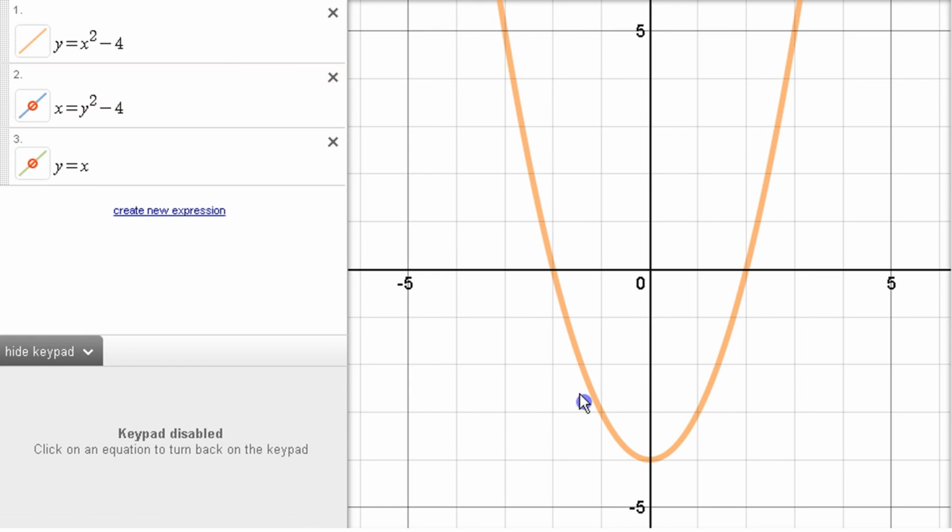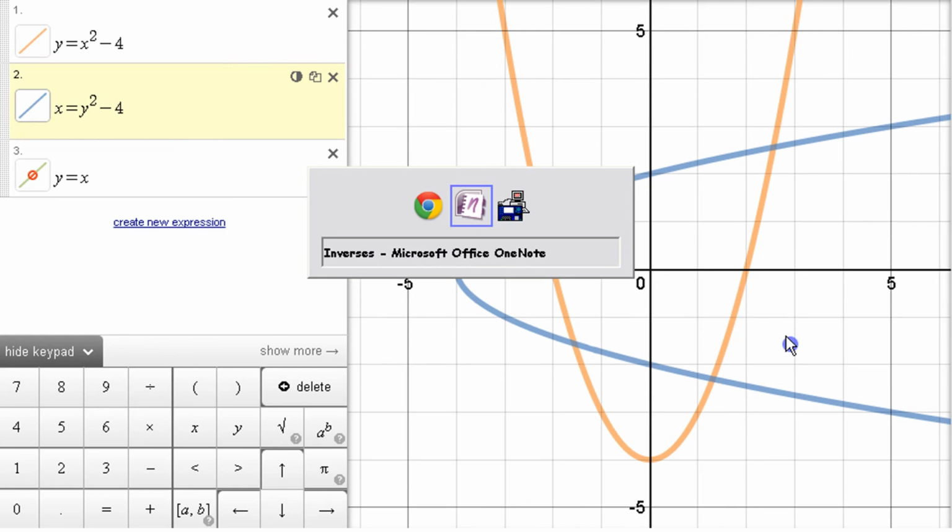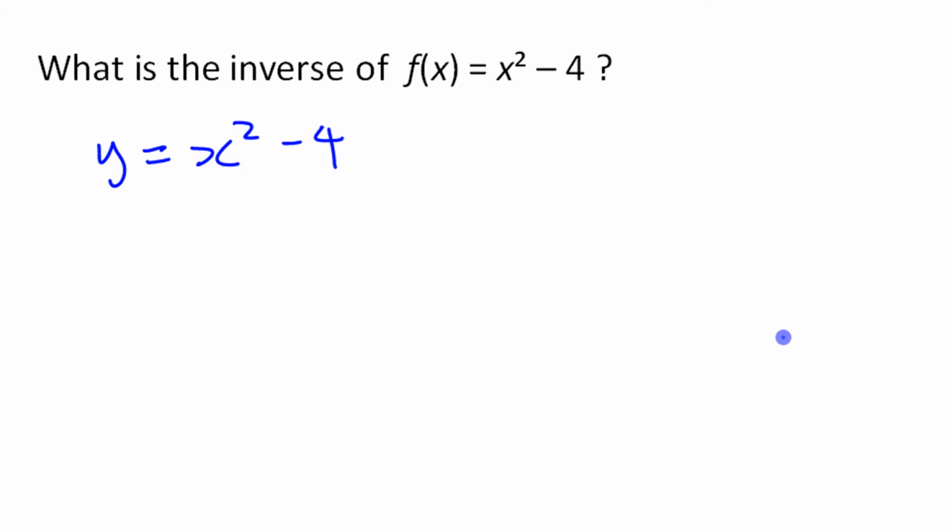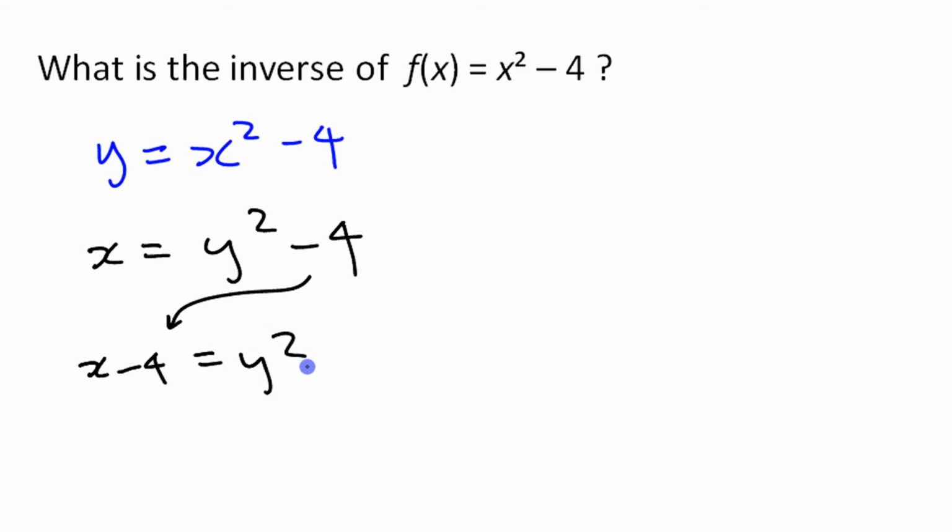Now, let's find this algebraically and see if we can confirm what's going on here. All right, so if we start with that, we're going to find it algebraically by switching the x and the y. So we're going to make it x equals y squared minus 4. If we want to isolate the y here, we have to move that 4 over. X plus 4 is y squared.